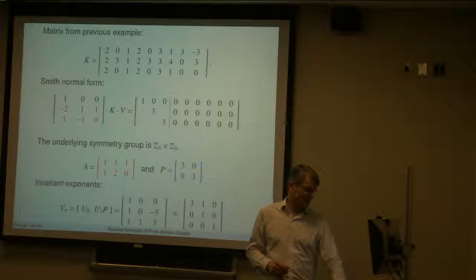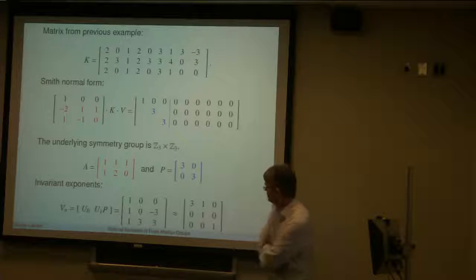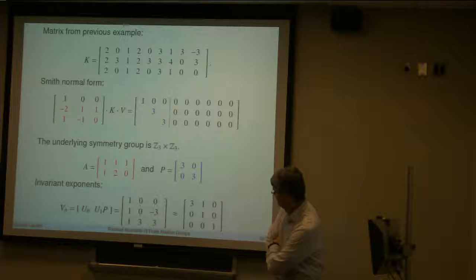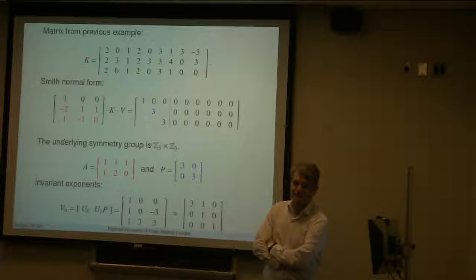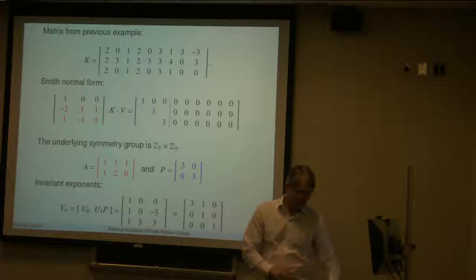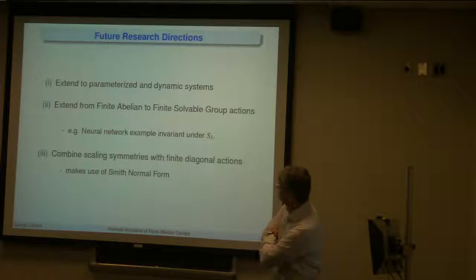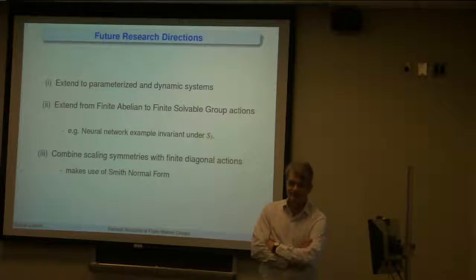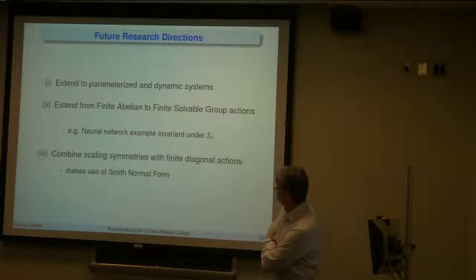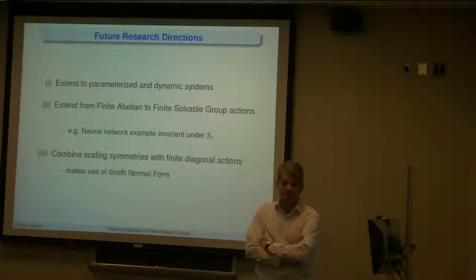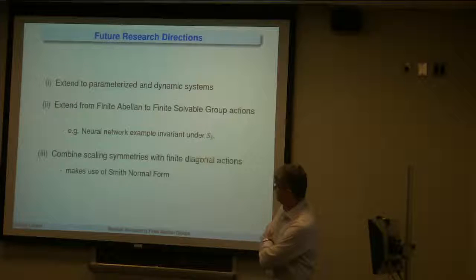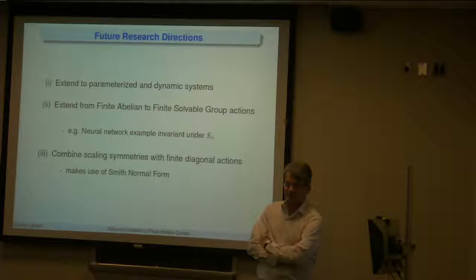Again, flashing through quickly, it's not so clear that that's going to be so useful, but we end up getting something very similar to it before. And the last slide was I wanted to discuss this. I want to extend this parameterizing of dynamical systems. I want to extend the finite abelian to finite solvable group actions. That's interesting but not so doable, I find. And we want to combine scaling symmetry with finite diagonal actions, and we can do this by Smith normal form. We can do that.